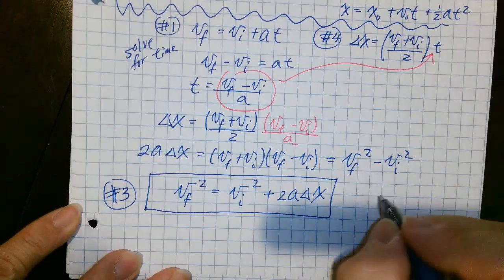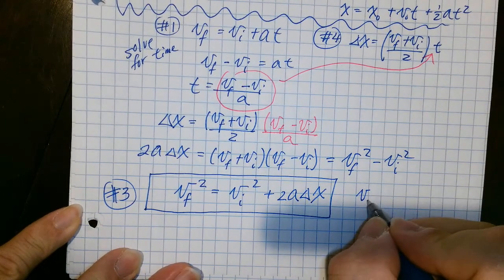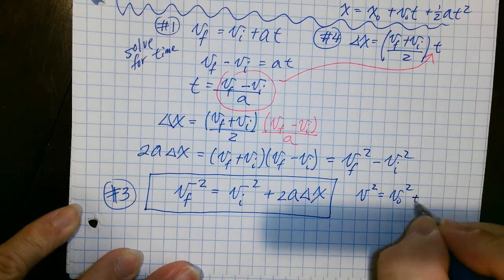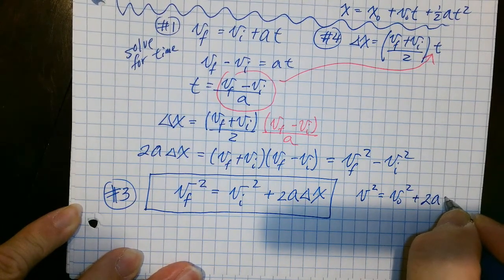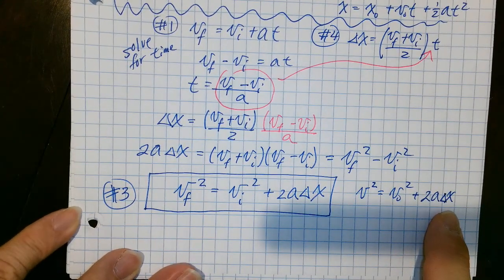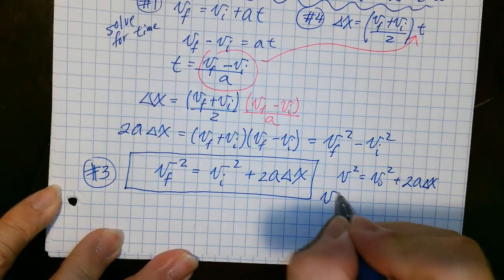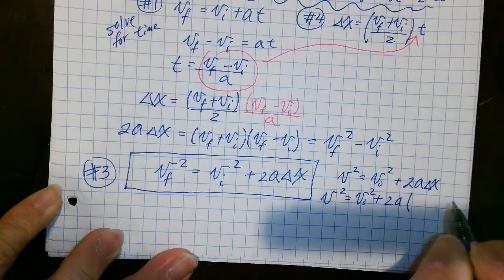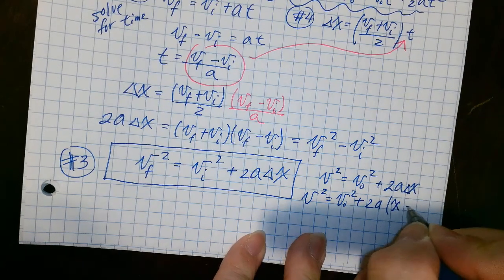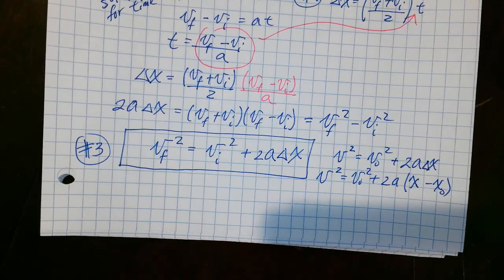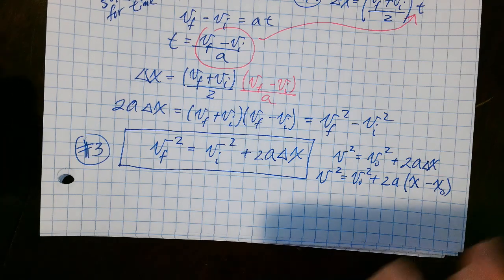Again, this will be represented sometimes, depending on which textbook you use in college, as V squared is equal to V naught squared plus 2A delta X. Now don't forget, this delta X is X final minus X initial, okay? So sometimes they define this differently. So don't get freaked out when you see this. They're the same things, okay? Okay, got that, everybody?